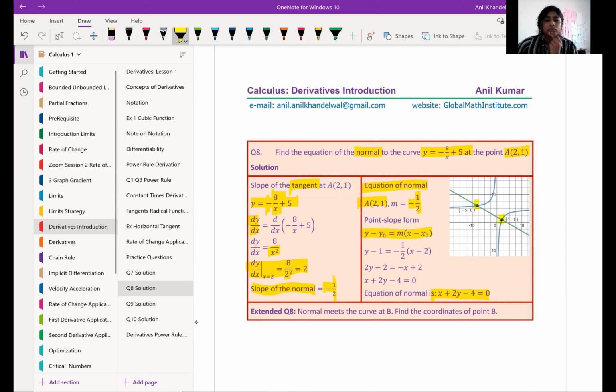Perfect? So do you need to know that formula? y minus y0. Yes, this is a standard formula for the point slope form of a line. So you can make a note of this.